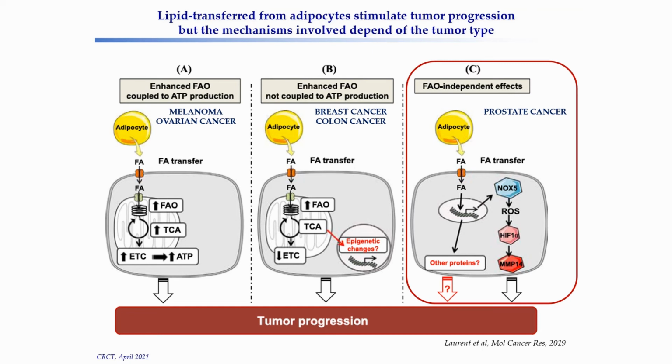It might exist, but there is also the possibility that other pathways are involved, with FAO uncoupled from ATP production, or an effect on tumor progression not coupled at all to fatty acid beta oxidation. And we really have to work on that with specific human adipose depots and really study what happens in vivo, which is really a missing box in this aspect.